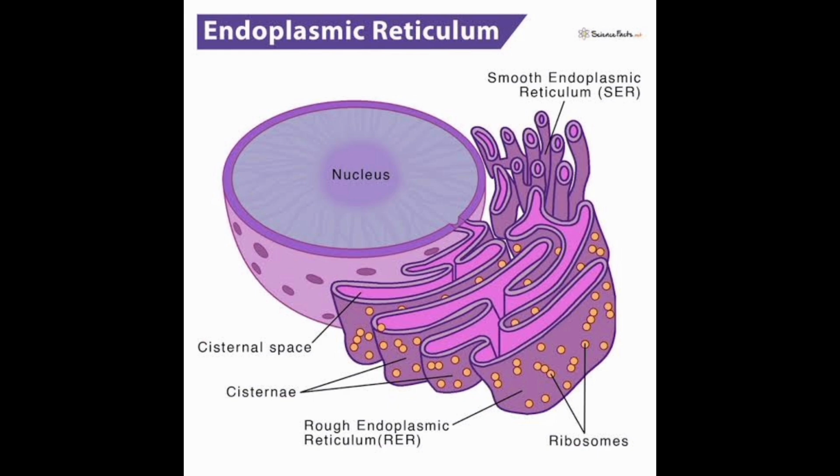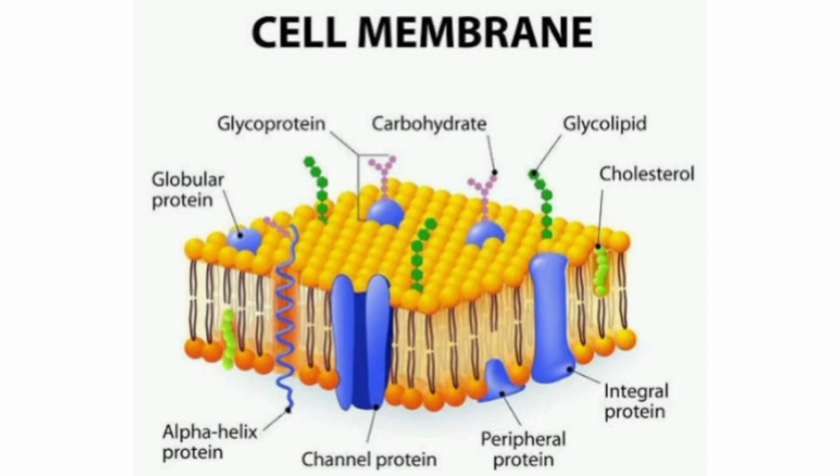Whereas SER does not have manufacturers of protein, or ribosomes, in them. So they are smooth in structure when observed through a microscope. They have a lot of fat molecules or lipids in them. These proteins and lipids help in building the cell membrane. The process by which a cell membrane is made using the lipids and proteins generated by the fat molecules present in SER is called membrane biogenesis.